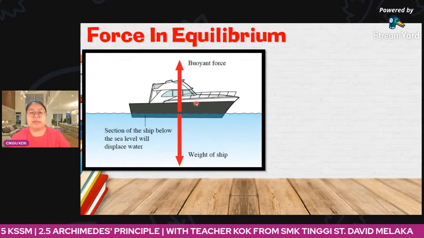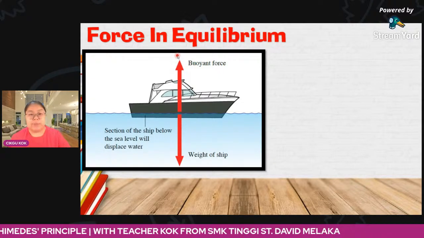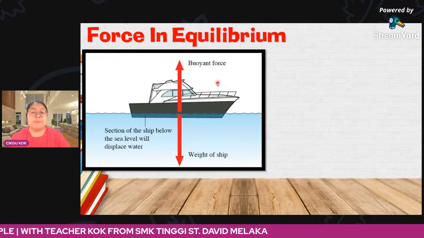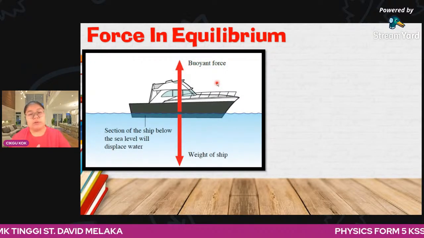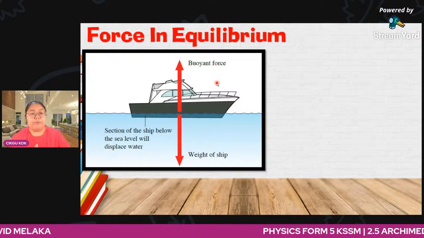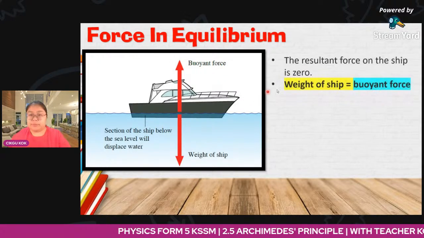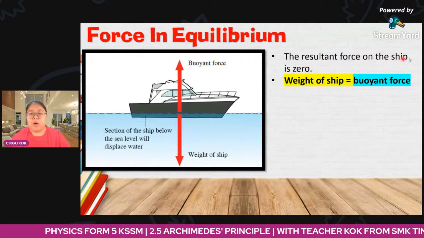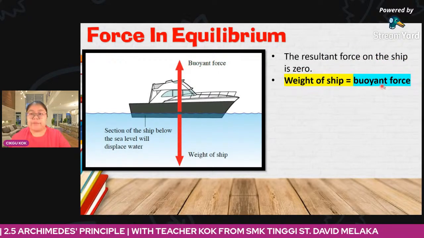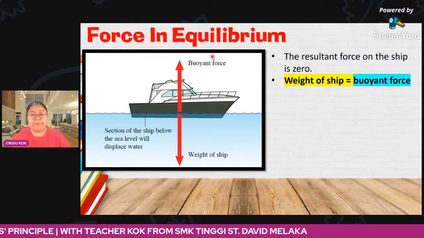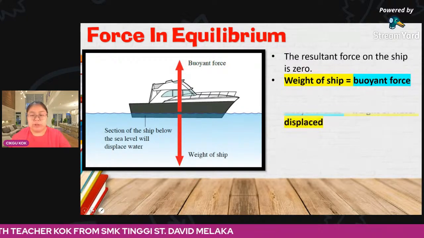For this situation, if they say there's an equilibrium of forces, it means there's a balance. Resultant force equals zero. When the resultant force is zero, what can we conclude about this situation? The resultant force on the ship is zero. The weight of the ship will equal the buoyant force. Okay, so we continue again.